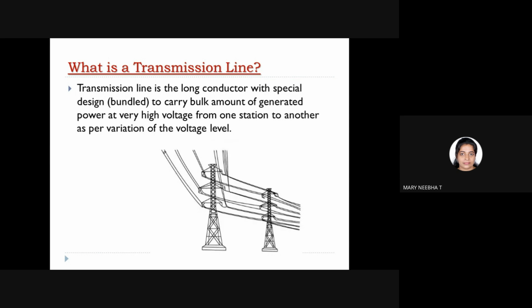Nowadays we have handy transmission lines also. Whatever it may be, it carries a bulk amount of generated power at very high voltage from one station to another. We can relate transmission lines and an antenna. A transmission line is used to transmit power from one point to another. An antenna radiates the power from one point to another. That is the difference.